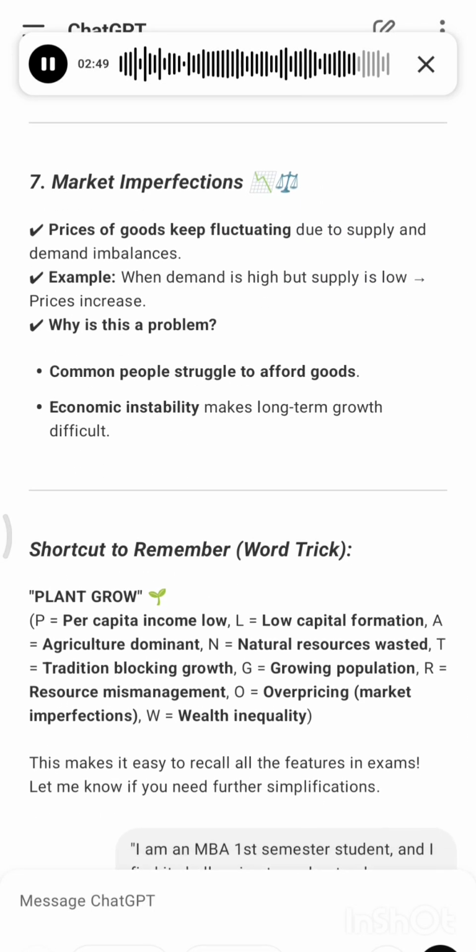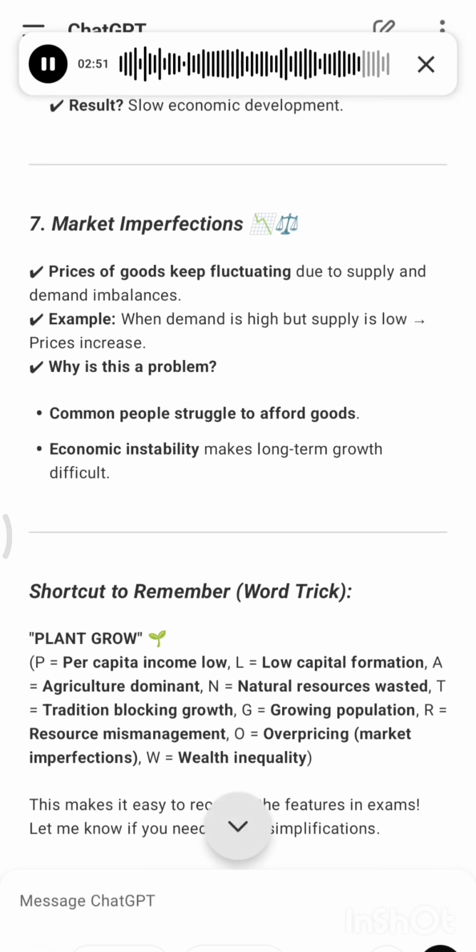Shortcut to remember, a word trick: PLANT GROW. P equals per capita income low, L equals low capital formation, A equals agriculture dominant, N equals natural resources wasted, T equals tradition blocking growth, G equals growing population, R equals resource mismanagement, O equals overpricing, market imperfections, W equals wealth inequality. This makes it easy to recall all the features in exams.